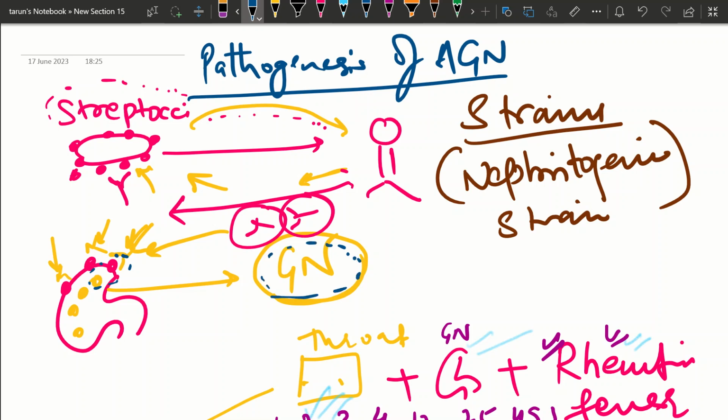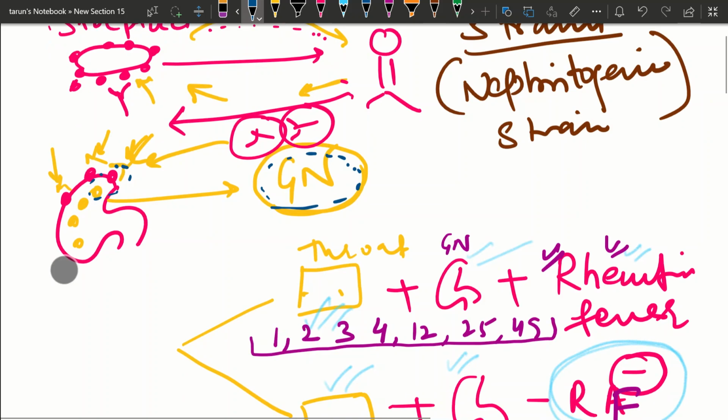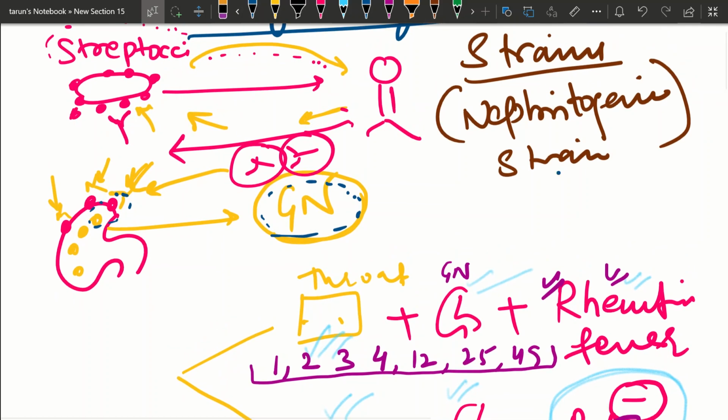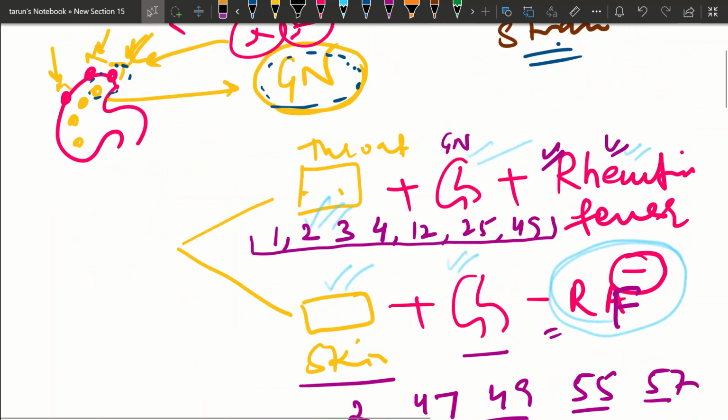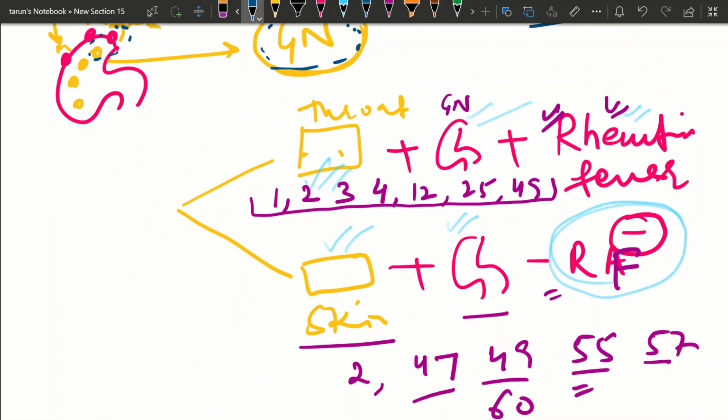And we will discuss the strains which infect the kidneys. These strains are known as the nephritogenic strains, and among these nephritogenic strains, there are certain strains which can cause rheumatic fever, and there are certain strains which do not cause rheumatic fever. The strains which cause rheumatic fever also cause the glomerulonephritis and pharyngitis, and the strains which do not cause rheumatic fever only involve the skin and the kidney.